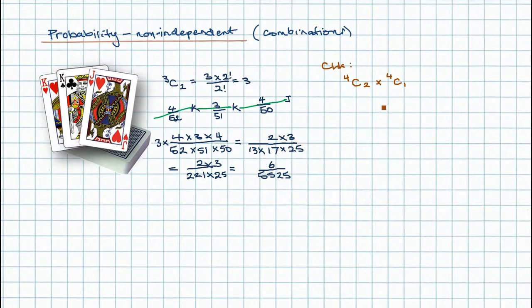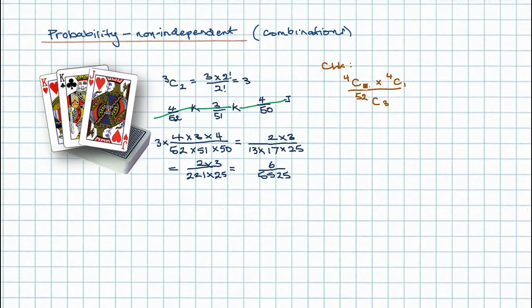Out of the number of combinations, the number of ways of drawing 3 cards out of a deck of 52, I can write that as 52 choose 3. And if I work these values out, I should get the same probability as I got here, in other words, 6 out of 5,525. Let's see if we do.